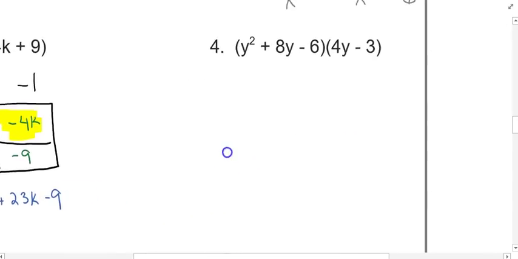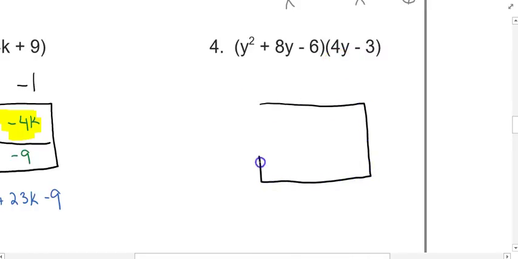Okay. This one here, you could do the distributive method, distribute every term into the following set of parentheses. I'm going to do box method though, so you can see how we do box method when we have more than just 2 by 2. This would be a 3 by 2. So I'm going to need 3 columns and 2 rows.